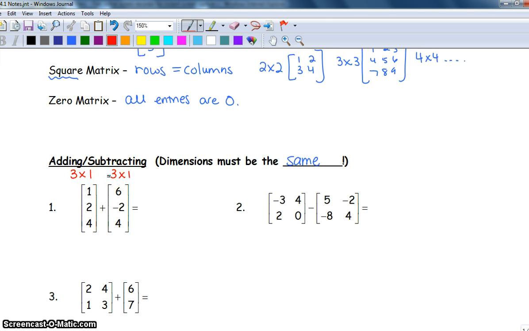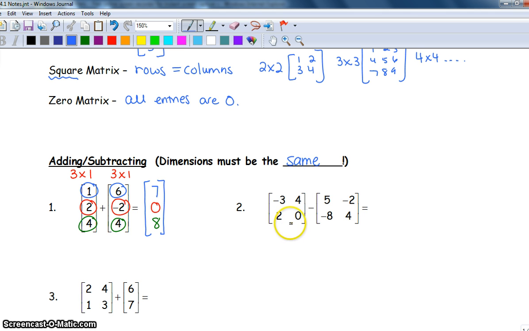Because those are the same dimensions, I can go ahead and add those matrices together. And when I add them, I want to add corresponding entries. That means entries that are in the same position. So 1 and 6 are in the same position. 1 plus 6 is 7. 2 and negative 2 are in the same position. 2 minus 2 is 0. And 4 plus 4 gives us 8. Now we added 2 matrices together, so just make sure that you put those brackets around it because your answer is also a matrix.